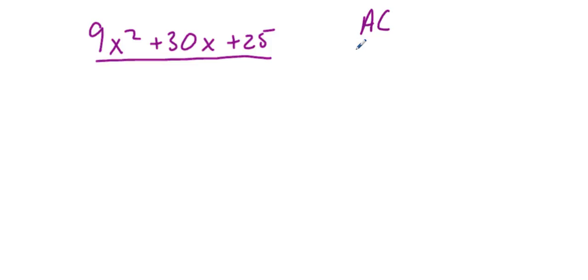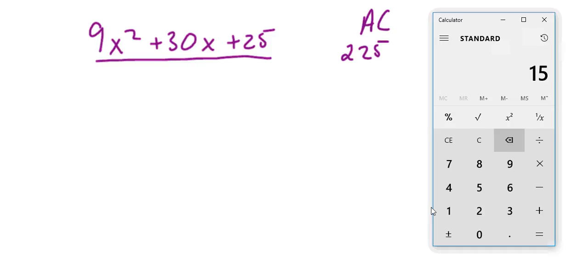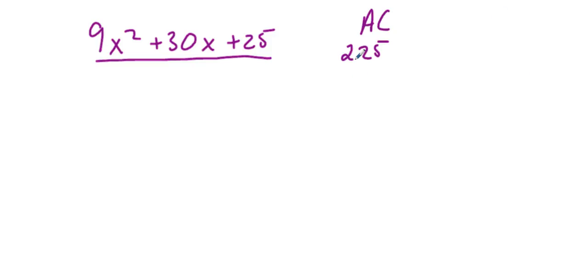5 times 25, that's going to be 225. You can go on your old calculator right here. 25 times 9, and there we go, 225. So that's what we got right there. Next we're going to look at our B value.